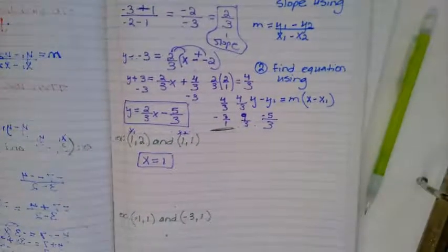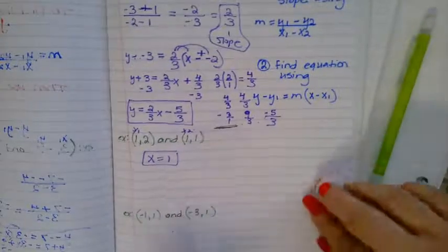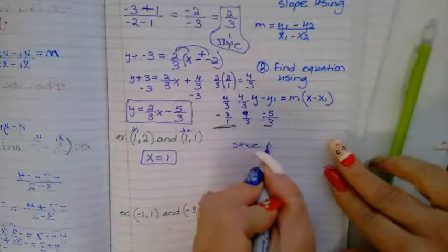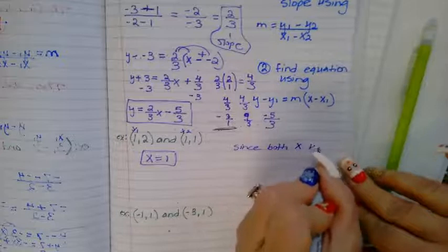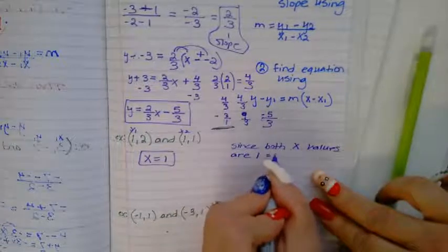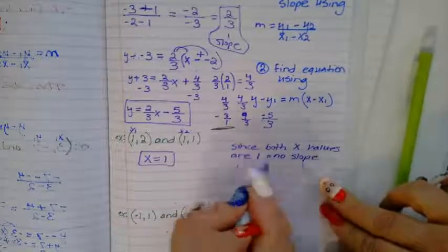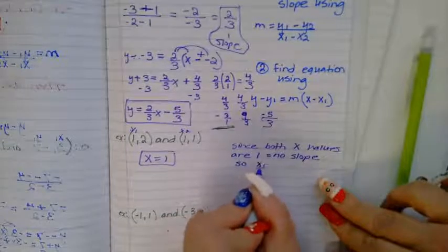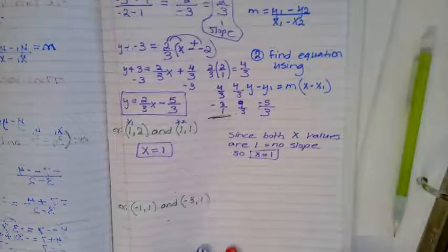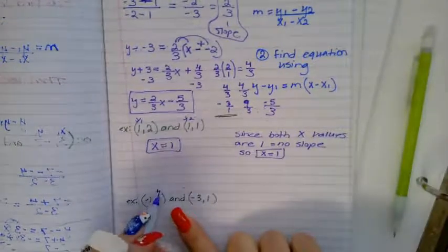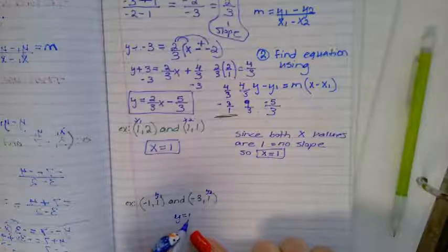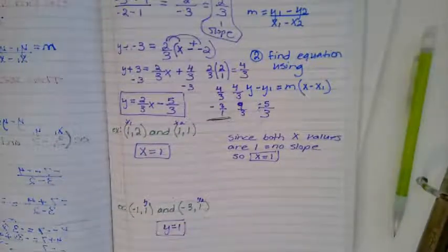Now that's kind of where this one comes in. Same kind of rule here. Let me write that on here. So, since both x values are 1, that would mean no slope. So you get x equals 1. Okay. And the same for down here. You don't have to write it unless you need to, but since both of these y values are 1, you're going to get y equals 1. And that'll be the answer it's looking for in your assignment.